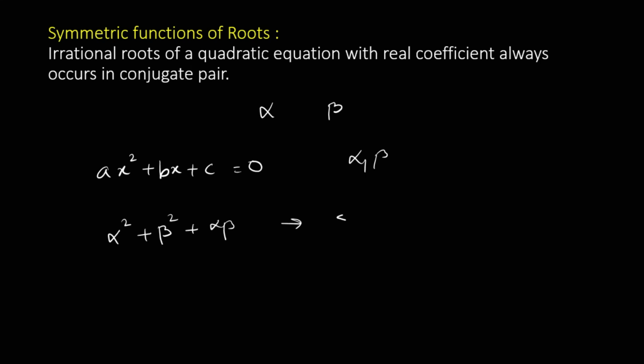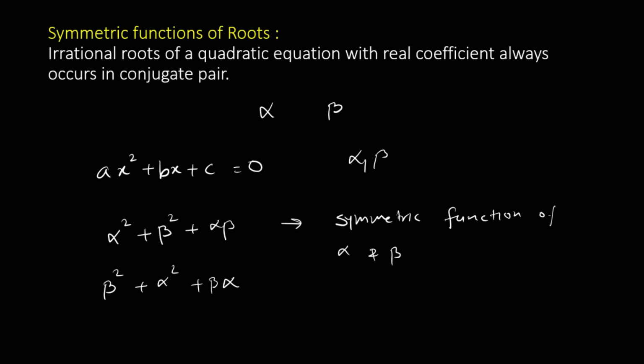This is the symmetric function of α and β. Why? This is because if you put the value of α in place of β and the value of β in place of α, there is β² + α² + βα. There is no change in this function. So this type of function is called a symmetric function of roots. This is important, and here we end our class.